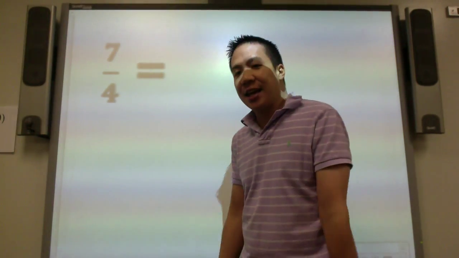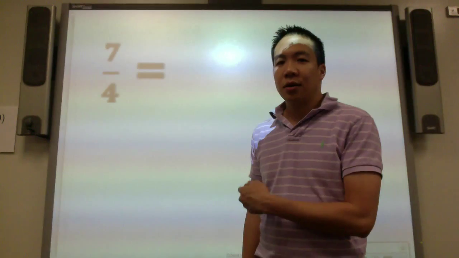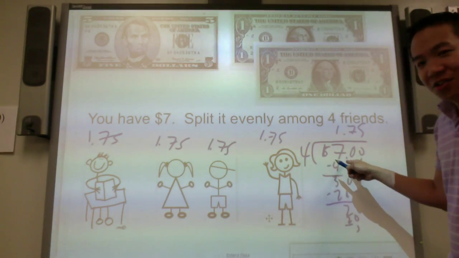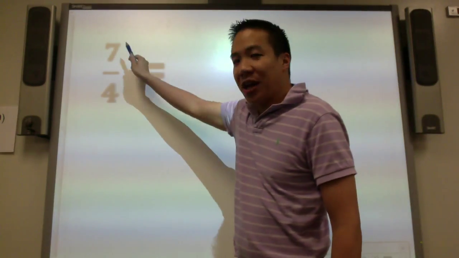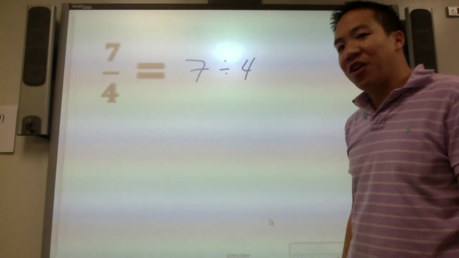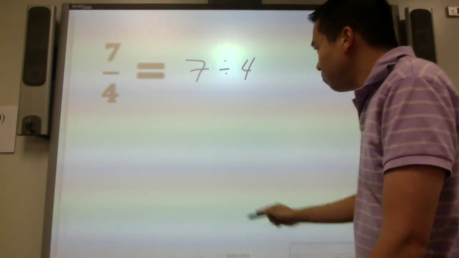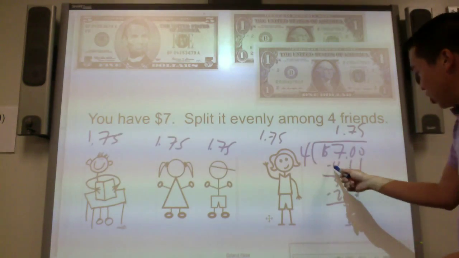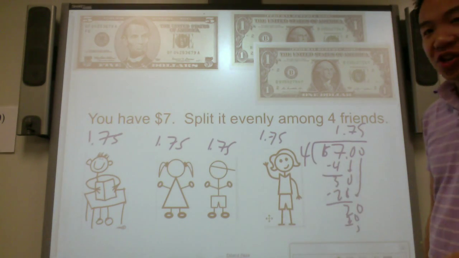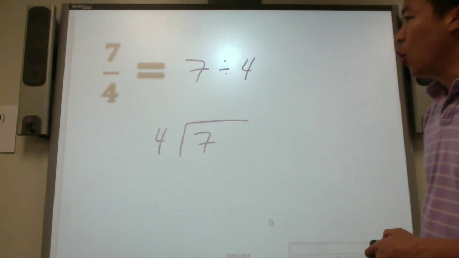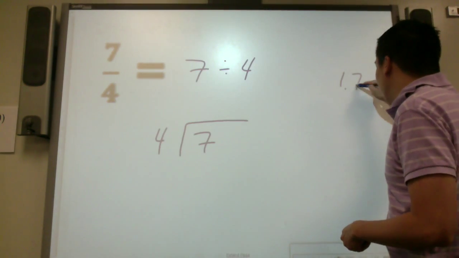Turn this fraction into a decimal. Before you again say, I don't know how to do it, we just did it, guys, right here. $7. Again, how do you say this? It's 7 divided by 4. You have 7, you're dividing into 4 parts. So it's $1.75. Or the decimal, 1.75 is the answer.